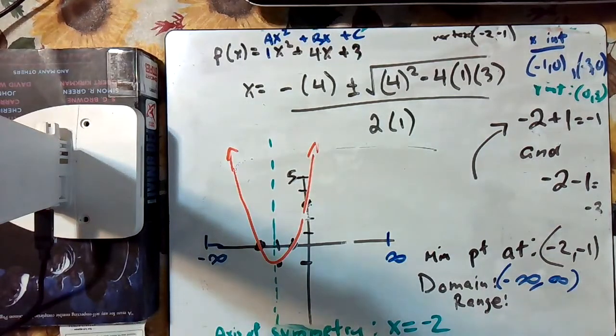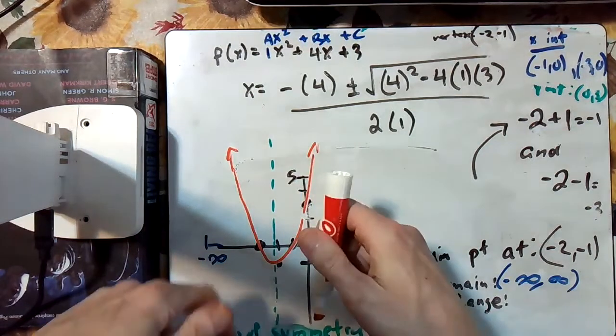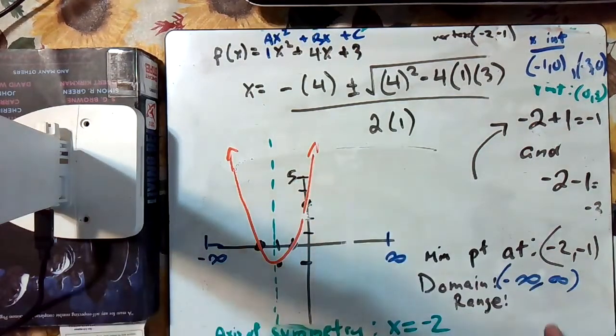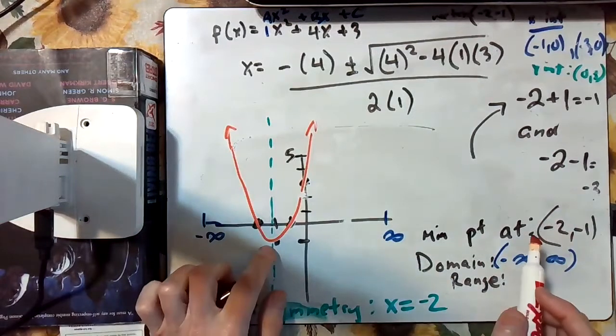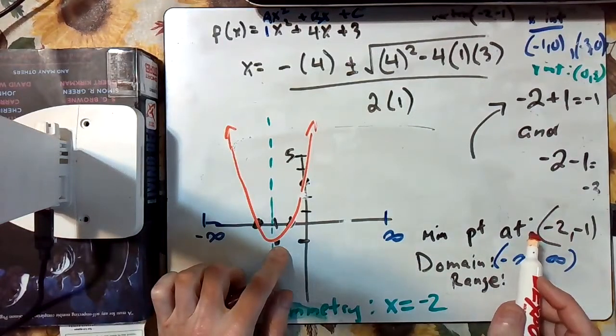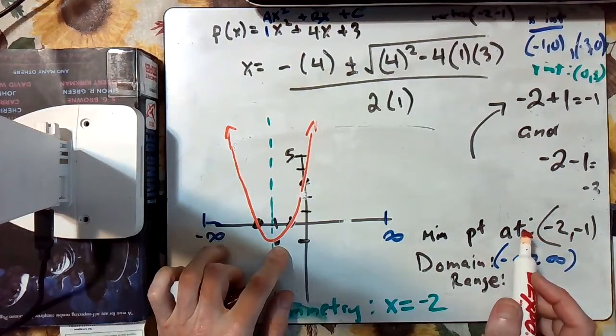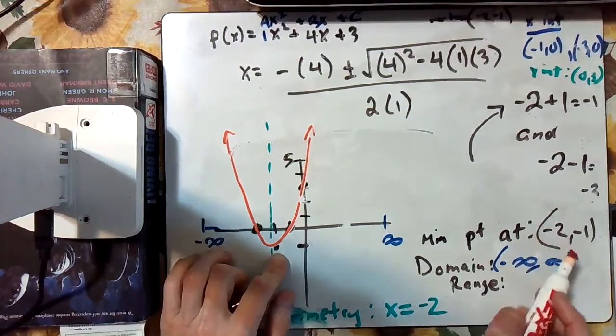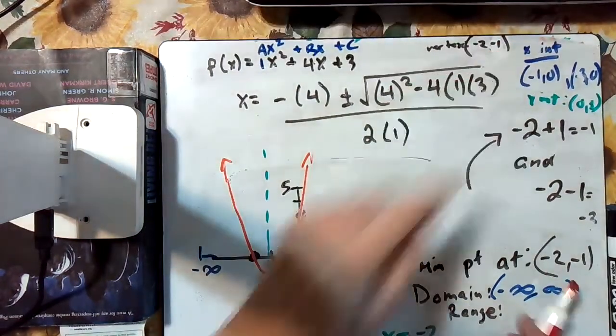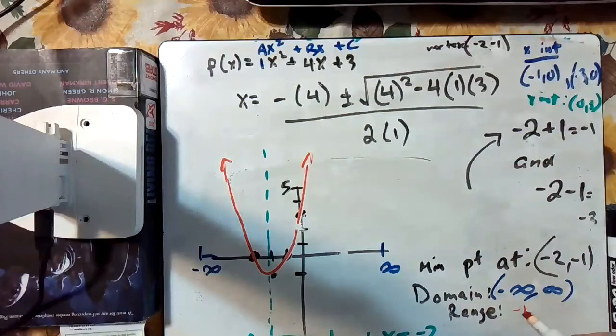Now for the range, notice the smallest y value. Well, it's not going to negative infinity because it's not opening down. There are no arrowheads pointing down. So what's the smallest y value? -1. Did I have to guess that? No, you can see it from the vertex, right? So -1, and it is running through that point, so we're going to have a bracket around it.